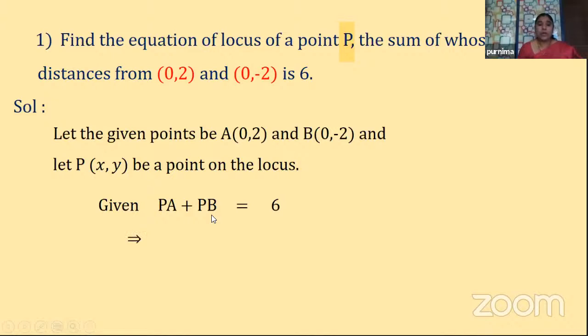So now here, let us see, PA is equal to, sending this PB to the other side, it becomes 6 minus PB. So now here, we are squaring on both sides. So what do we get when we square on both sides? The statement here is PA is equal to 6 minus PB. So we are squaring on both sides.